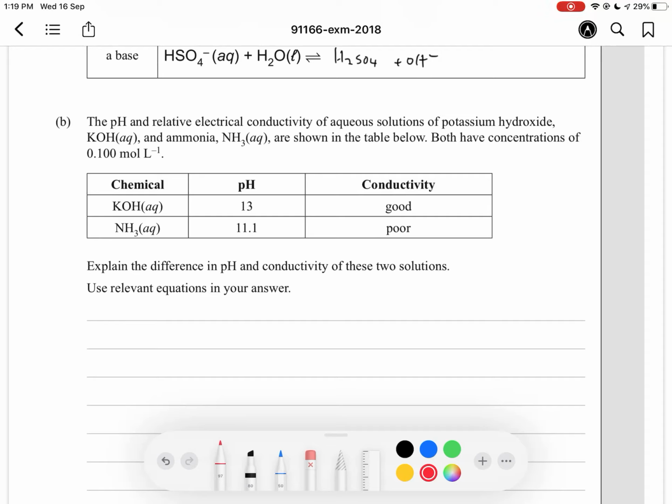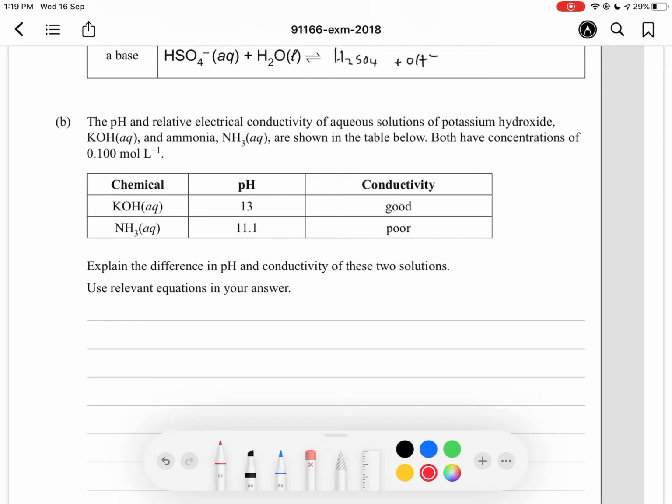Because KOH undergoes full dissociation, it's going to have more OH minus ions than NH3. Therefore, it's going to have a higher pH because there are more OH minus ions than hydronium ions. We know electrical conductivity depends on free moving charged particles. Because KOH undergoes full dissociation, there are more ions. Therefore, it's going to have a better electrical conductivity than NH3, because there are more free moving ions for the KOH.